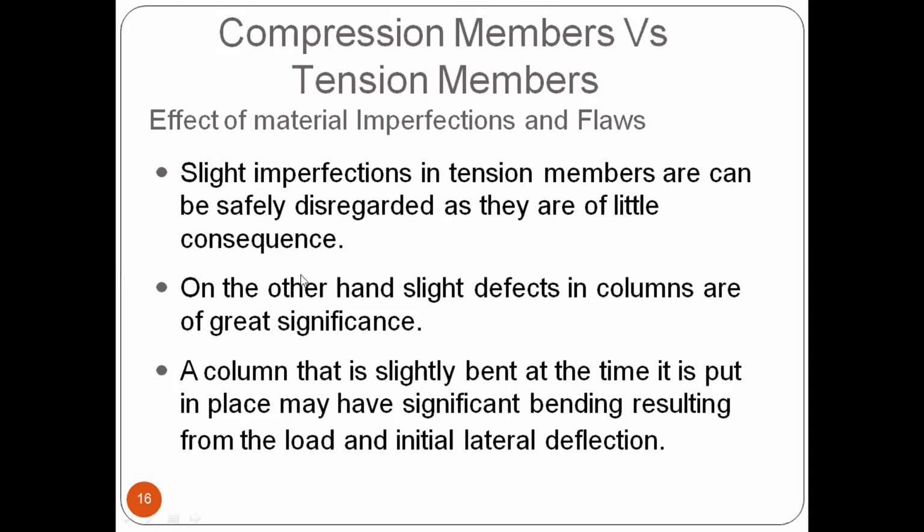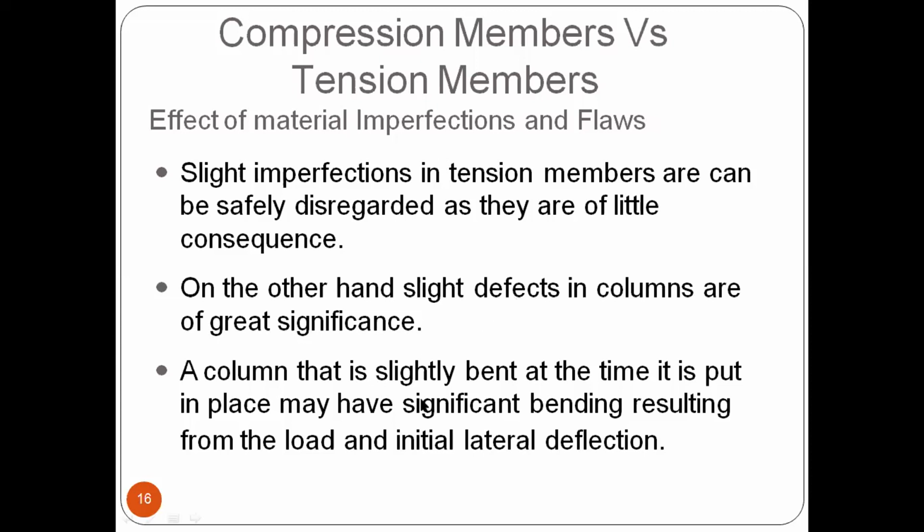The slight imperfections in tension members can be safely disregarded as there are little consequences. See, let us take a tension member. If the tension member has slight imperfections, it doesn't have any problem. There will be very little consequence. But what happens to a compression member? If it has a small imperfection, definitely it leads to a big failure in the member. So that is a major difference between tension and compression members.